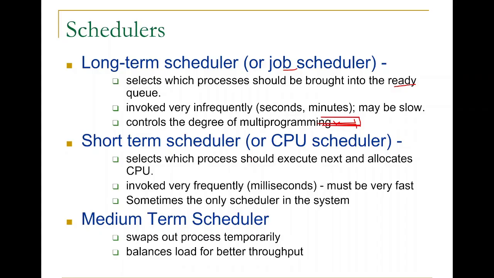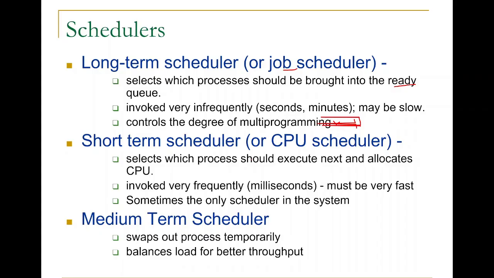Then we have the medium-term scheduler. The medium-term scheduler is not very common in many operating systems, especially personal operating systems. What it does is swap out processes temporarily, and balances the load for better throughput. The reason it needs to swap out is that sometimes it has seen that there are so many CPU bound processes.